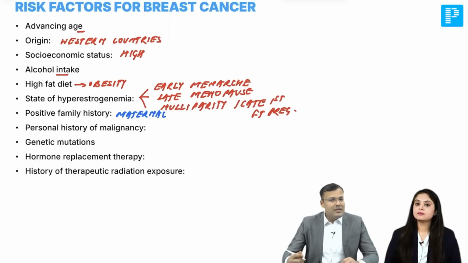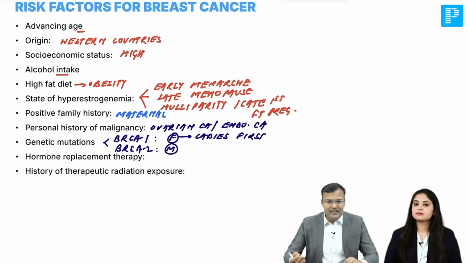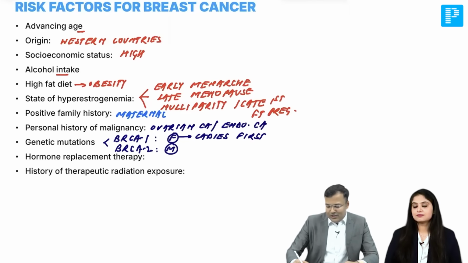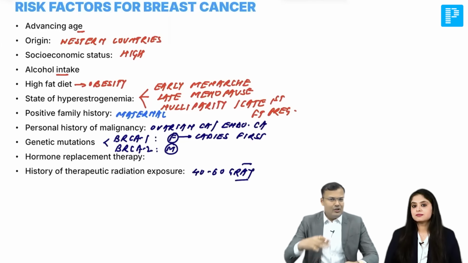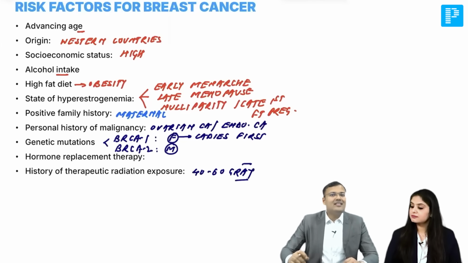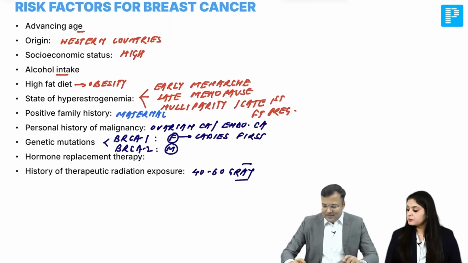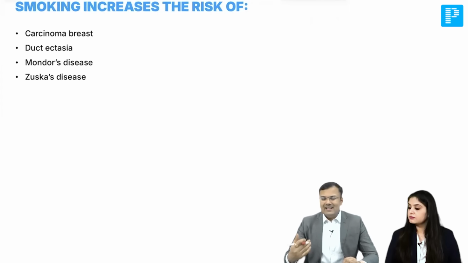Next, hormone replacement therapy. This is a risk factor, and one of the most important risk factors is a history of therapeutic radiation exposure. Guys, how much radiation exposure? The amount of radiation we give in malignancies is 40 to 60 gray. Can you tell me how much our body's tolerance limit is? Usually it is 60 gray. So in your lifetime, you should not receive more than 60 gray. It is a risk factor, right? So these are the risk factors. After that, you know, the smoking tendency is increasing in females worldwide, especially in India.